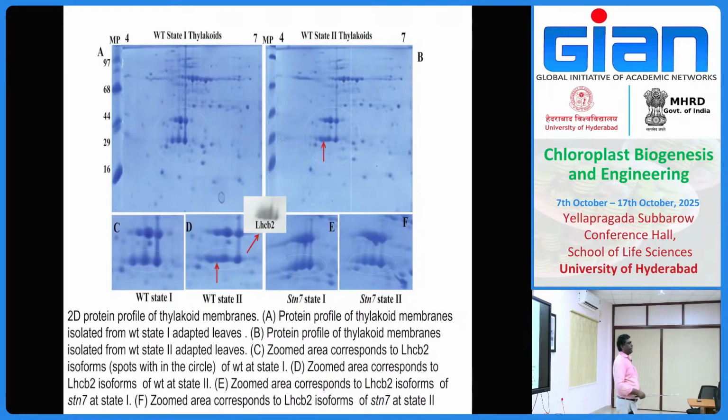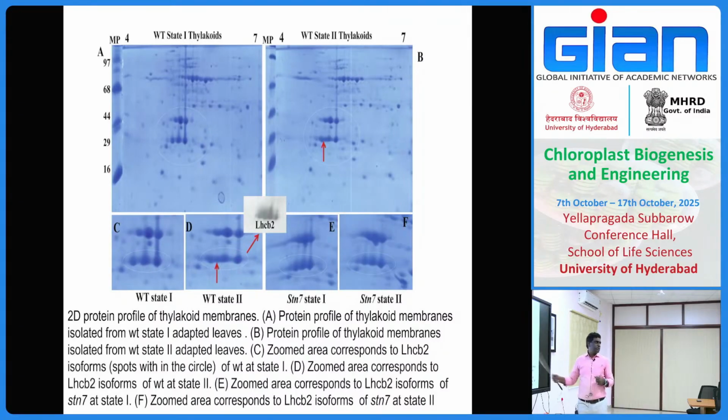Then 2D electrophoresis. The technique is called one-dimensional electrophoresis and two-dimensional. It's called isoelectric focusing. We separate the proteins, then go into the second dimension on the SDS-PAGE. That means you can separate based on the molecular weight, where we showed here, again using the antibody, and identified the LHCII. I don't want to go deep into the story.